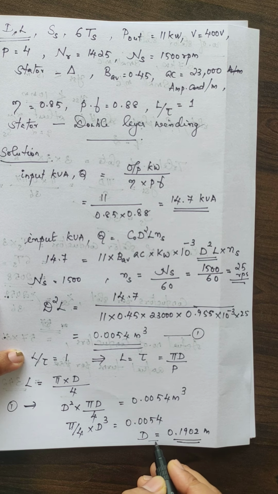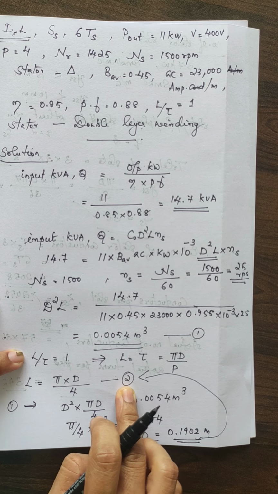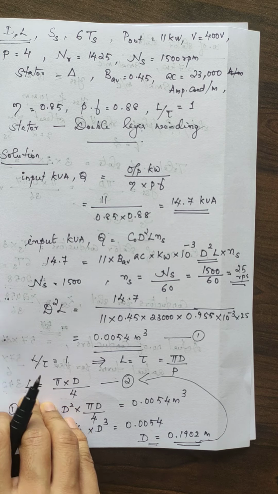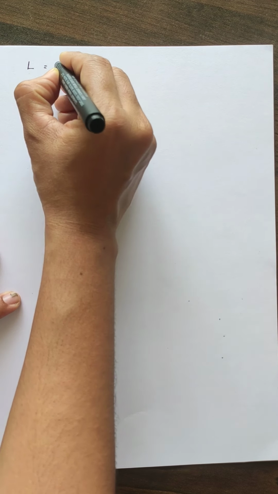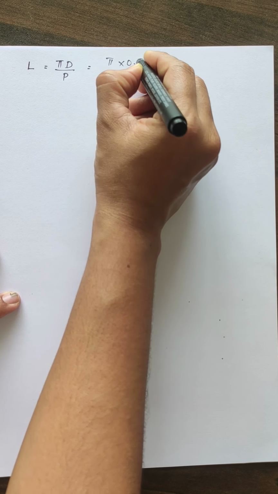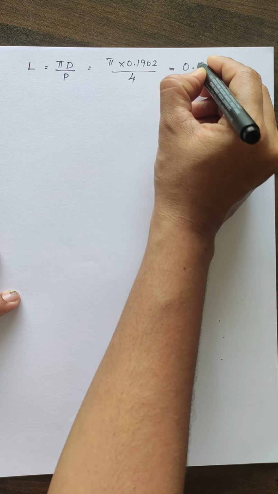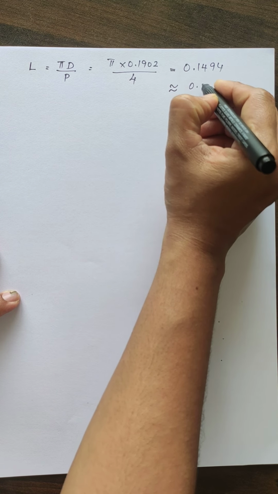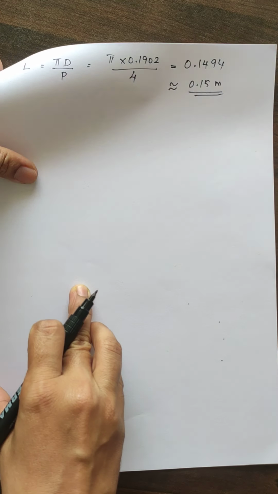Now substitute this value of d in equation number 2. Then, pi into d divided by 4, you will get the value of L. So L is equal to pi d by p, that is pi into d, 0.1902, divided by 4, and the value of L will be 0.1494. So for instance, let us approximate it as 0.15 meter. Okay. So we have got the main dimensions d and L.